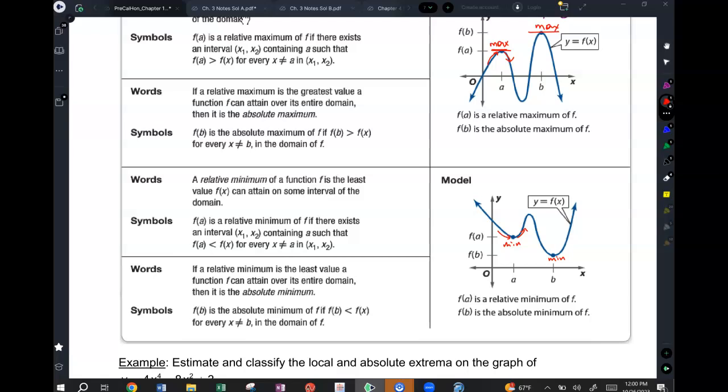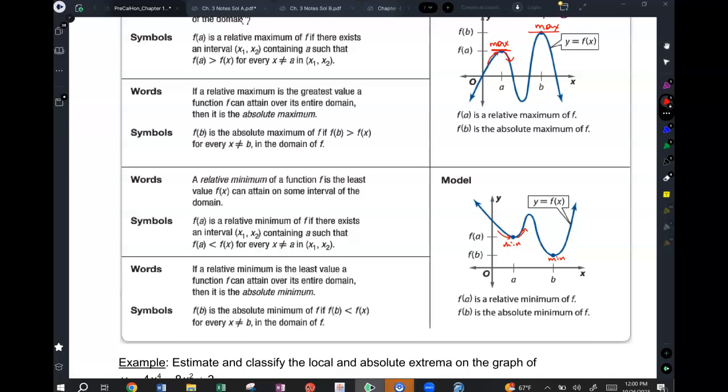Now, often in calculus, we're usually never talking about the graph in its entire lifetime. We're usually just talking about a very specific interval. And then so it's very easy. If something is the highest point, it's the absolute maximum. If it's one of the maxima, not the absolute, we call it a relative maximum. Okay?